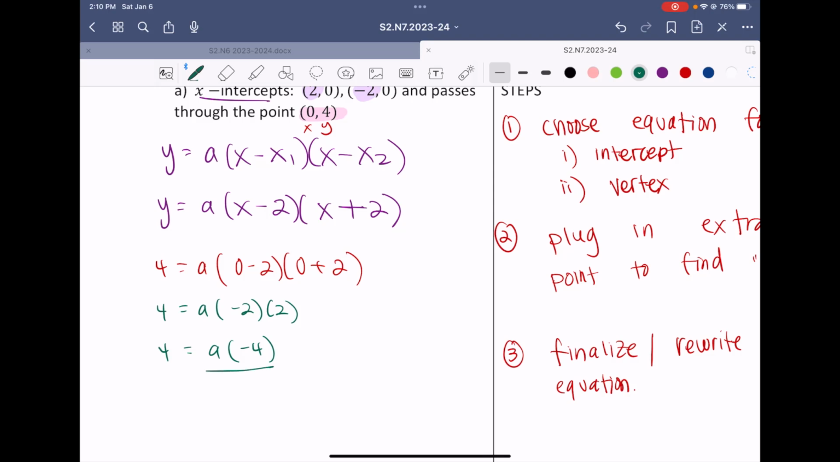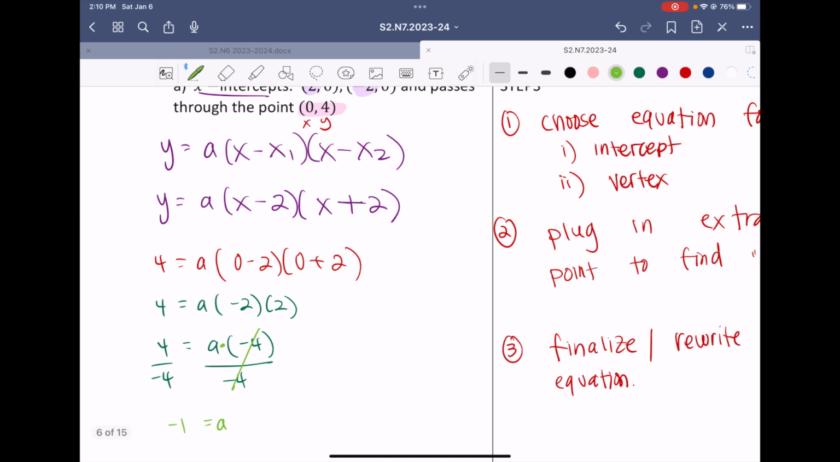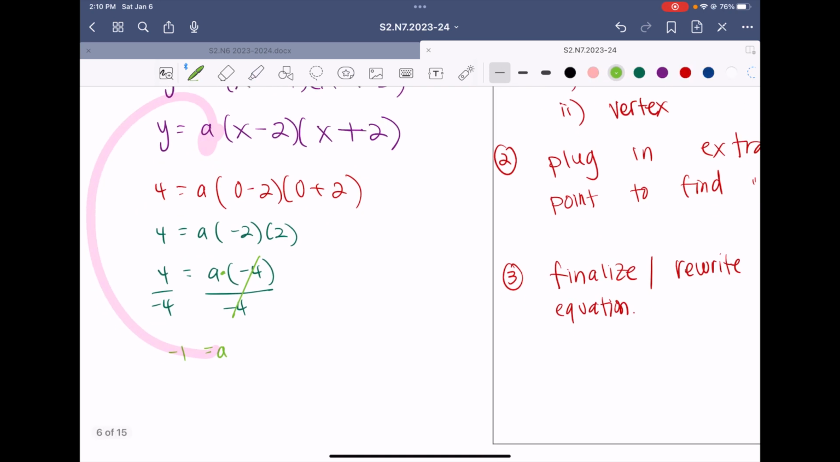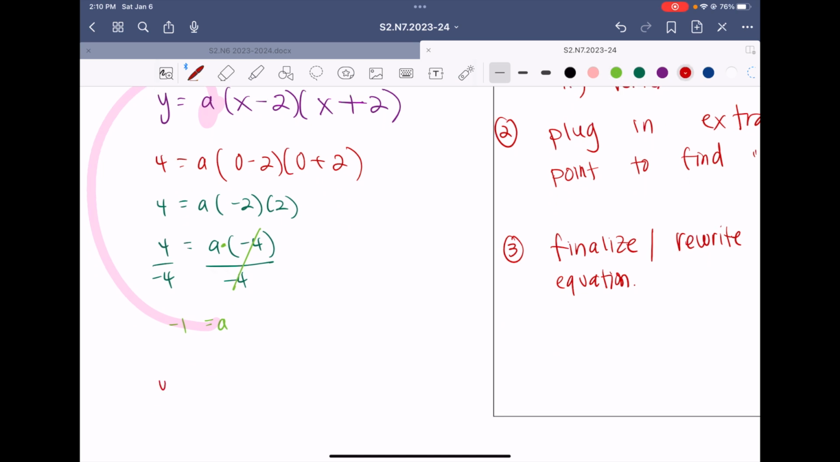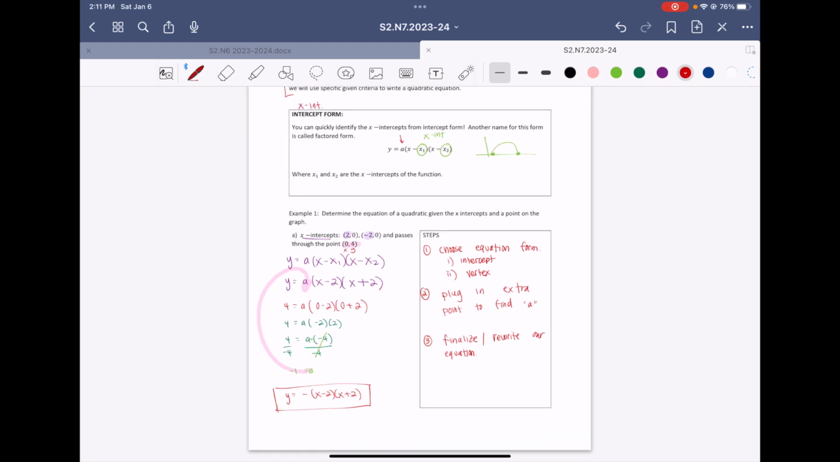And then we're going to divide both sides by -4 because it's connected by a multiply. So we want to cancel by using division. So a would be equal to -1, which means now we go back to step 3, finalize, rewrite. We're going to take that -1, come all the way back up here with it. So y equals, you can say -1, you can just say negative. So y equals negative x minus 2, x plus 2. And that is it. Okay, let's look at the next one, next page.